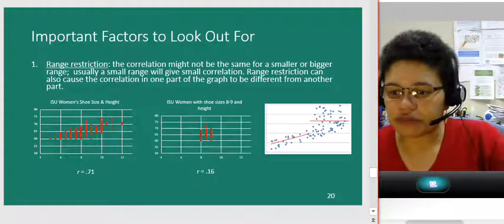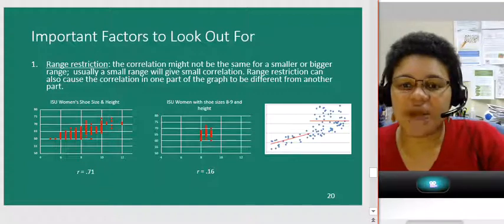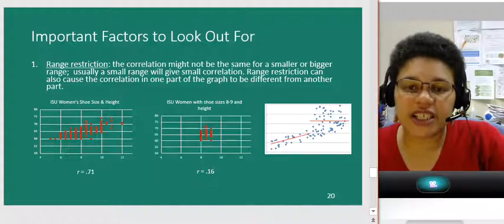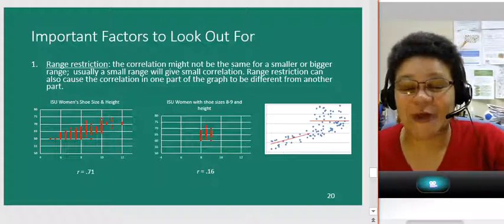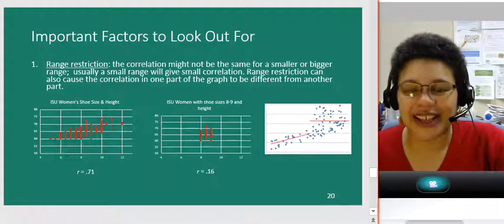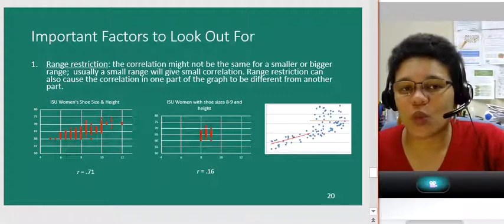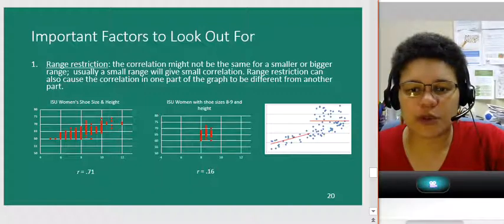Also, it could vary depending on how one part of a graph might look different than another part of a graph. Sometimes that happens when what you have is called a ceiling effect. I'm going to talk with you more about that a little bit later on.